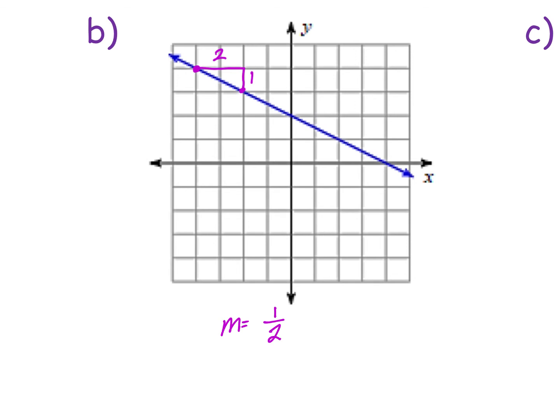Is my slope positive or negative? Negative. So it's negative 1/2. So was your final answer negative 1/2? If your final answer was negative 1/2, you don't have to change anything. Okay, does that make sense?